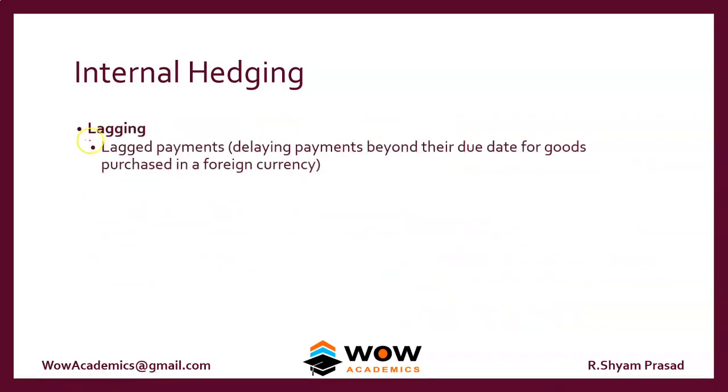The next one is called lagging. Lagged payments means delaying payments beyond their due date for goods purchased in a foreign currency. For example, assume that you have to pay $1 and the rate today is 80. You feel that if you can delay it for another month, the rate might become favorable to you and you only have to pay 70 rupees to get the dollar and pay it to the foreign company.